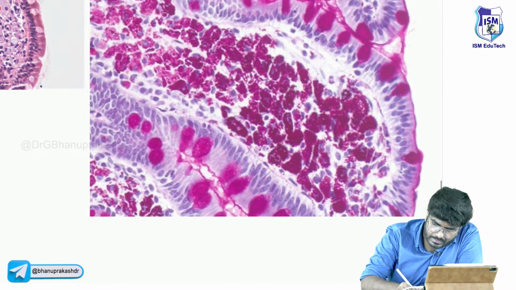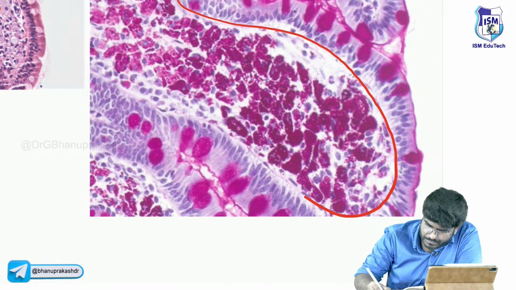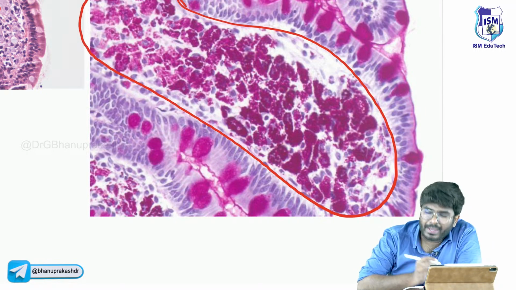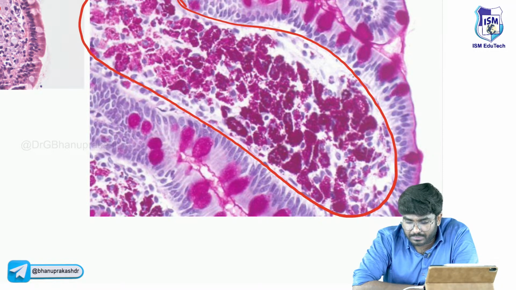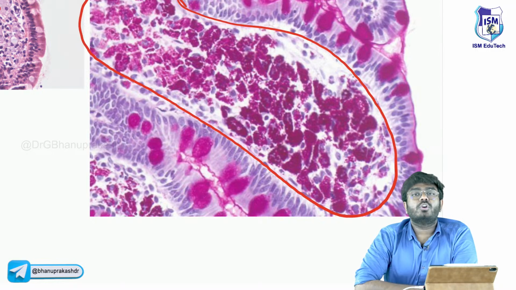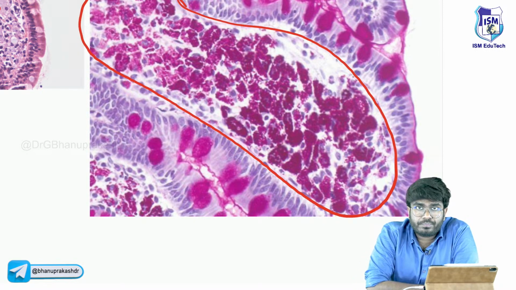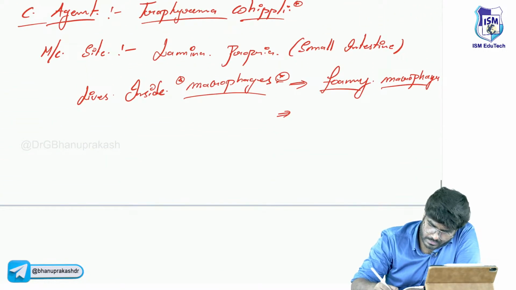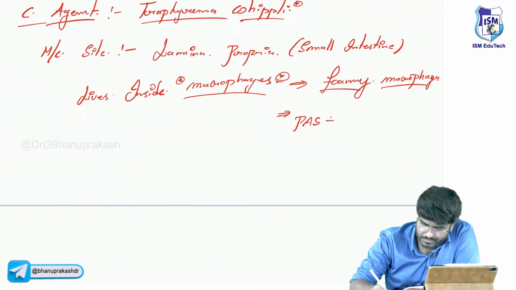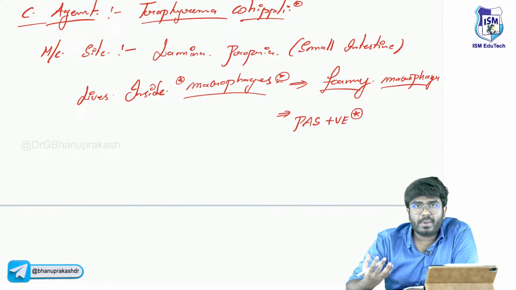Whatever I am highlighting, all these are the macrophages with this microorganism. Inside the macrophages, the organisms are shown in pink color. The organisms are taking up this pink color, so these cells are PAS positive. PAS is the stain which is used.